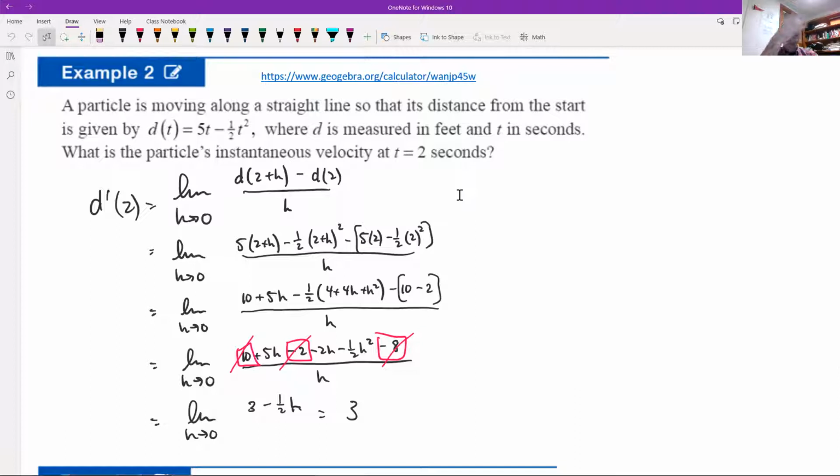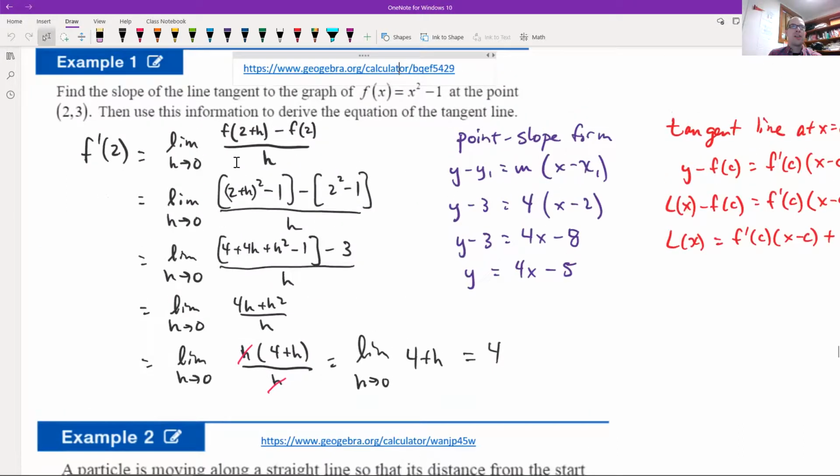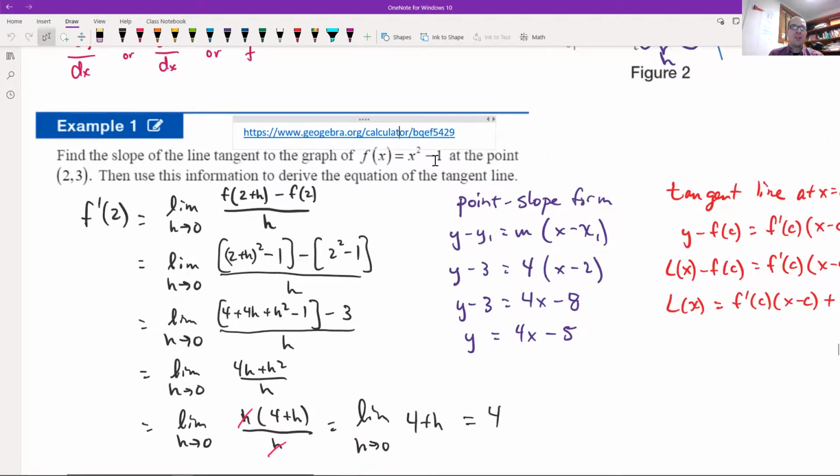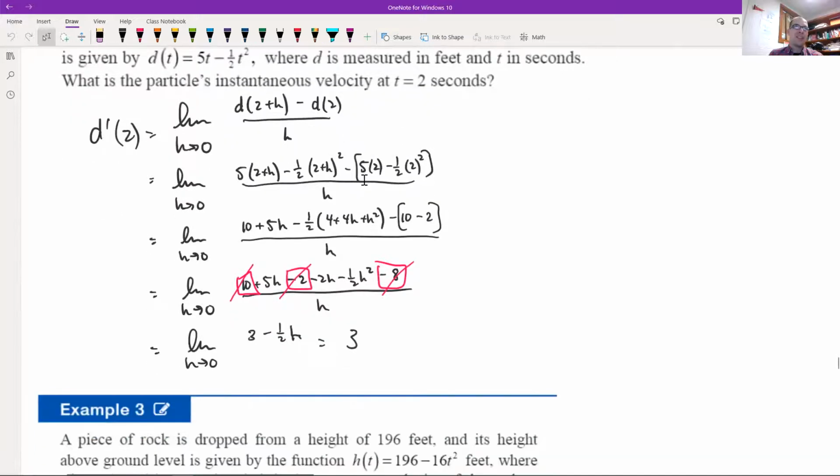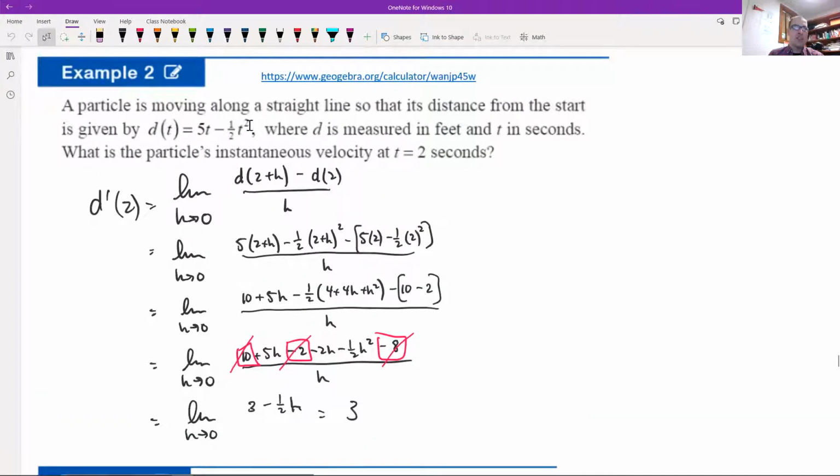And I mean, even again, the reason I'm leaving this there is that it's another quadratic equation. This time it was x squared minus 1. This one is 5t minus 1/2 t squared. But the same kind of thing is going to happen. You're going to plug in 2 plus h into this function. Then you're going to plug in 2 to the function.